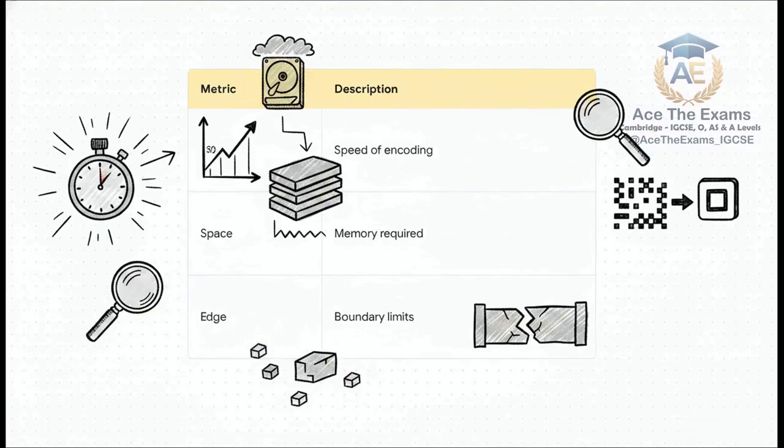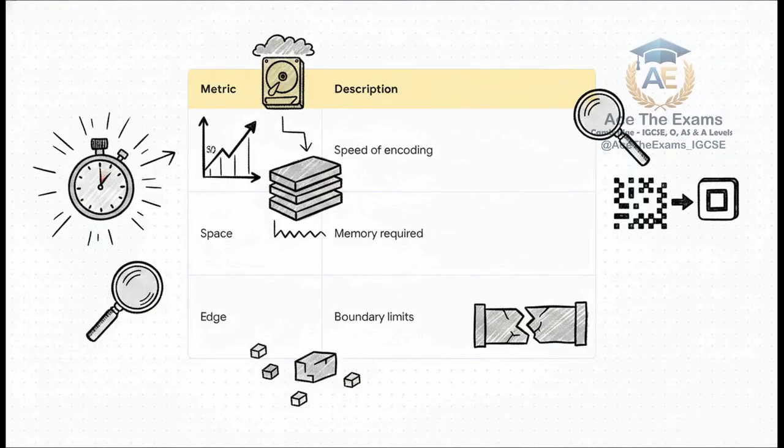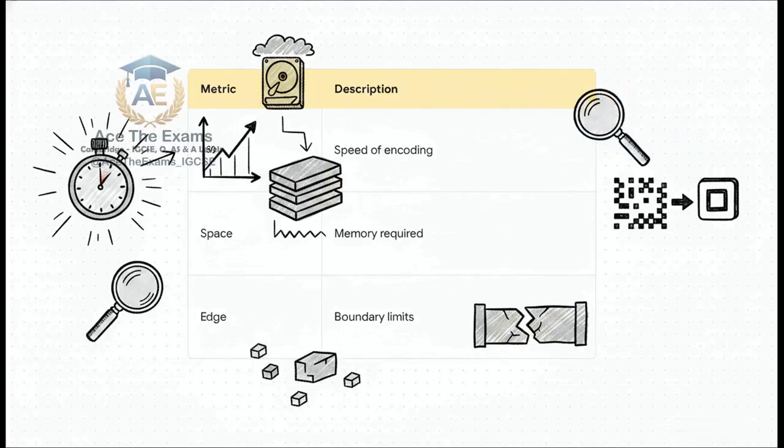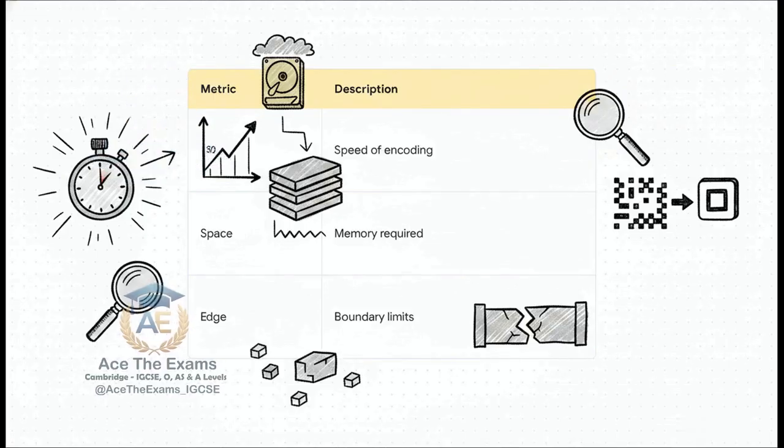Evaluating algorithm quality requires you to use specific metrics. You must identify time complexity. Literally, how long does the algorithm take to encode the bitmap as the image size grows? You must identify space complexity. How much memory overhead does this encoding process require? And, as we just discussed, you must identify edge cases.